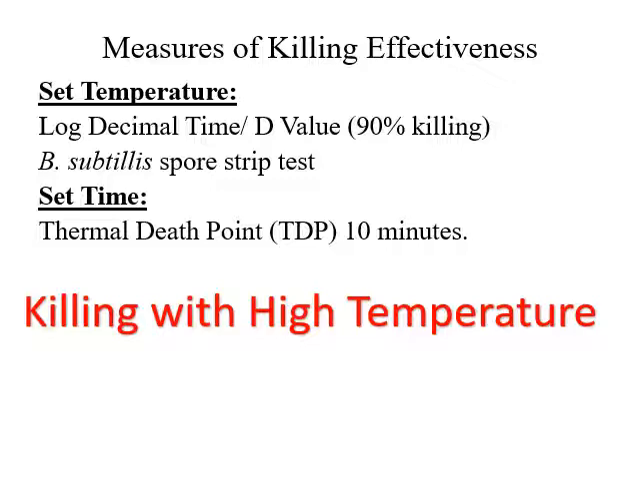Okay, so if you're killing microbes with a set temperature, and you're asking, if I put them at this temperature, how long do I have to leave them there to kill 90% of them? That is referred to as a log decimal reduction time, or a D-value. Right? So a D-value, or a log decimal time, is the amount of time that you have to leave an object at a certain temperature in order to kill 90% of the microbes that are on that object. Right? So that's one thing.